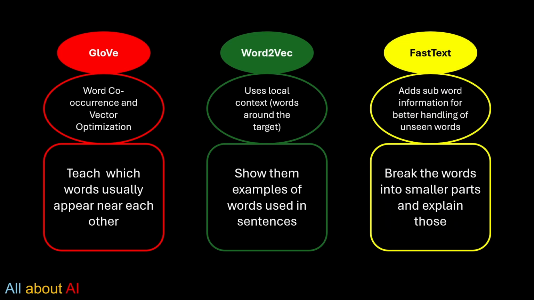Third one is about breaking the words into smaller parts and explaining those. It brings in subword information for better handling of unseen words. This is called FastText. So there are many other algorithms, but we'll limit this video to focusing only on these three to share the ideas of how those were trained.